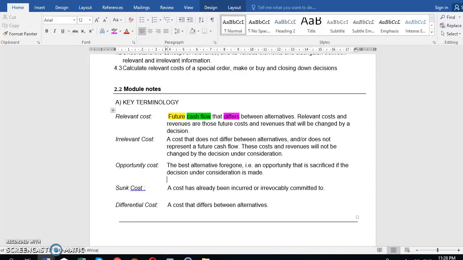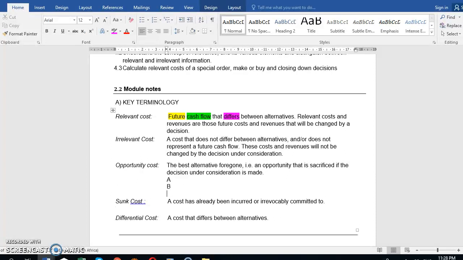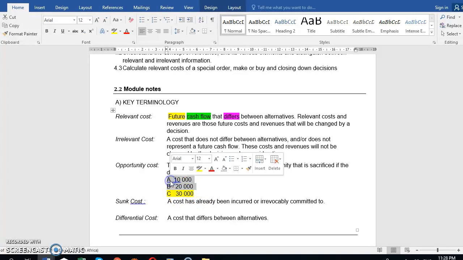So let's write this down. You have 3 jobs on the table. Job A, job B, job C. So job A pays 10,000 a month. Job B pays 20,000 a month, and job C pays 30,000 a month. If you decide to take job number C, so that's your decision, you can only choose one of the 3 jobs. So you decide to take job number C, then you forgo job A and B. Alright? And the best of A and B is 20,000 Rand.